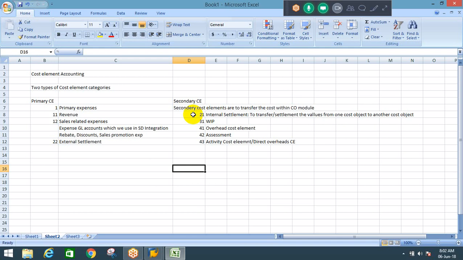Okay, so this is called indirect expenses and direct expenses. If you want to transfer the direct overheads to the product, we need to use cost element category 43. If you want to transfer indirect overheads, we need to use cost element category 41. And this is assessment.